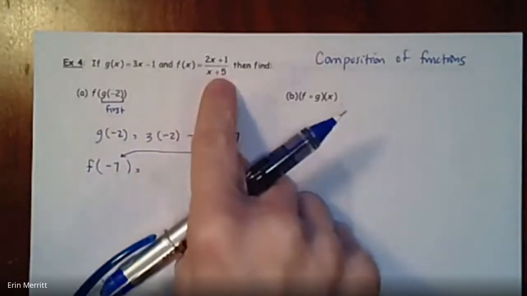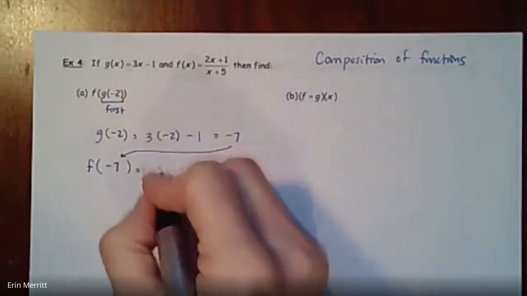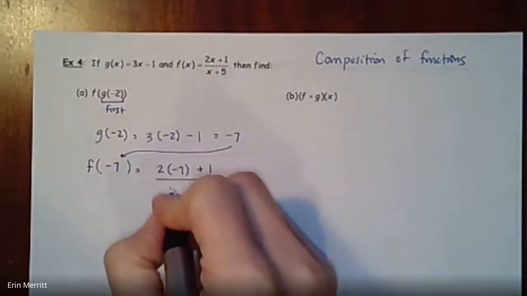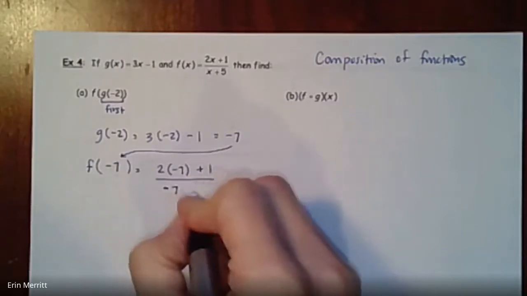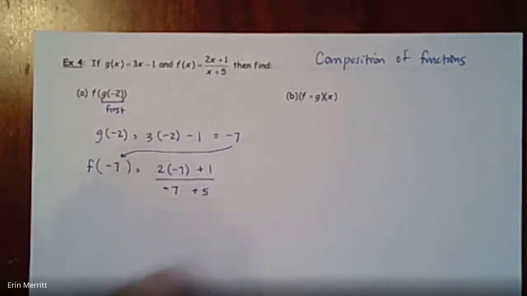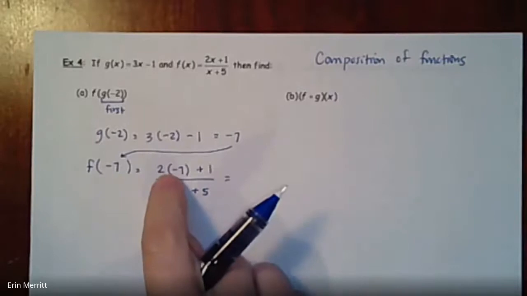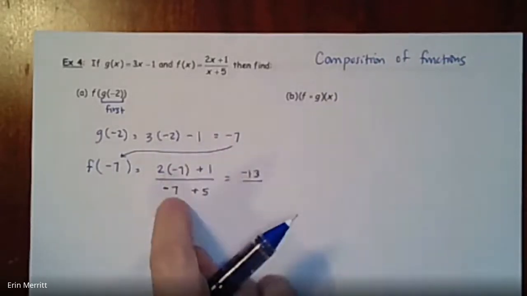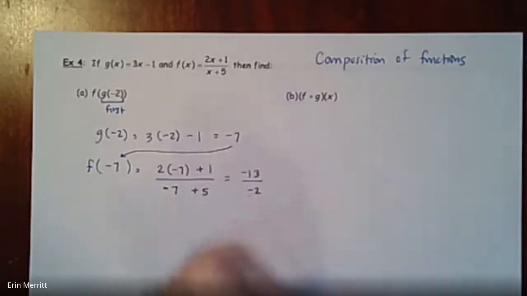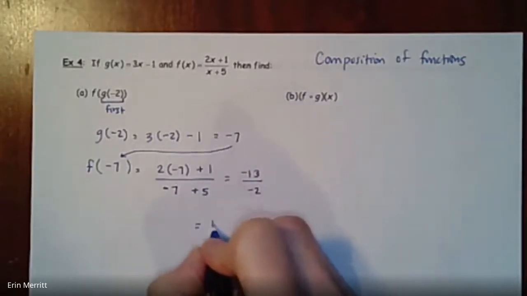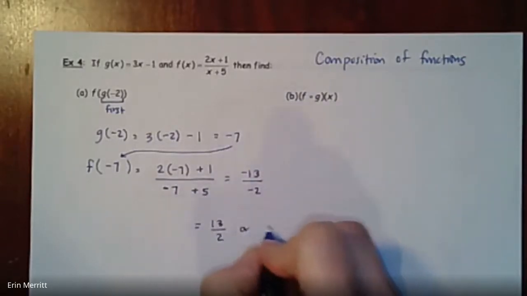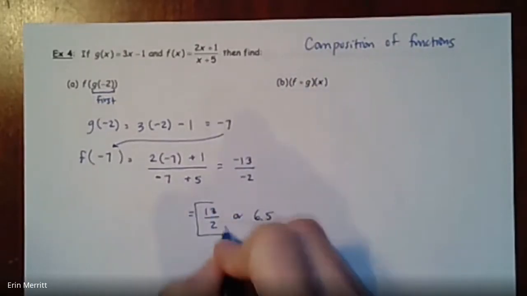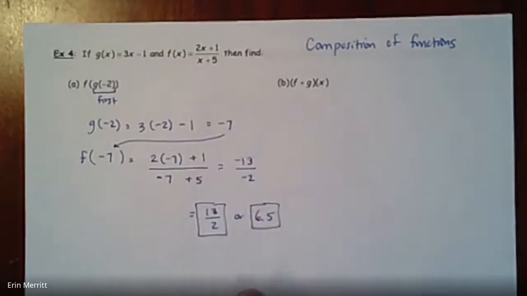So now over into the f function, we can plug in 2 times -7 plus 1, and then all over -7 plus 5. Right? That'll give us -14 plus 1, which is -13. -7 plus 5 is -2. And so we can leave this one as 13/2 or 6.5. Either one is perfectly fine because they're both exact. All right.